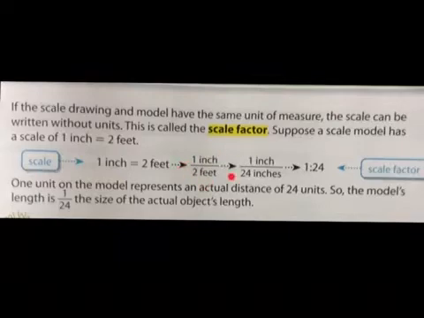So 1 inch would be 24 inches. Remember, every foot has 12 inches, so 2 of them would have 24, right? So here's your scale, 1 to 24. And here we don't have to put the units because this is a scale factor. For every 1 inch, we actually have 24 inches. 1 unit on the model represents an actual distance of 24 units. So the model's length is 1 to 24 of the actual object's length.